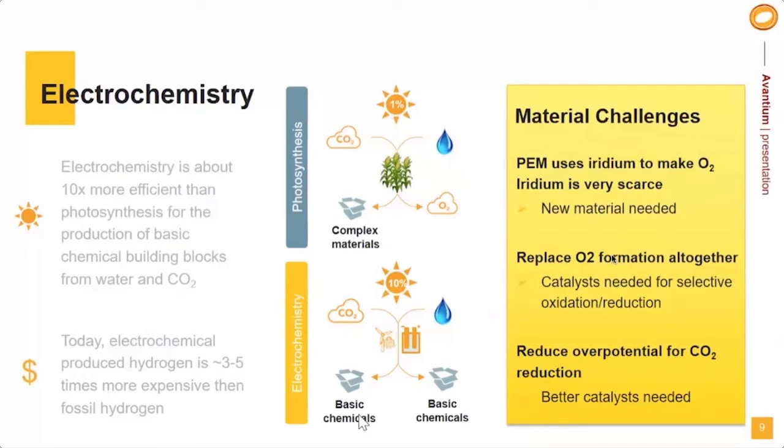And there, this 10% difference in efficiency is really important. Because if you want to make fuels from biomass, you would need way too much land. But that's actually another story, so I shouldn't go into much detail there. So electrochemistry is very efficient, but it's too expensive compared to fossil hydrogen or fossil fuels. It's about 3 to 5 times more expensive.